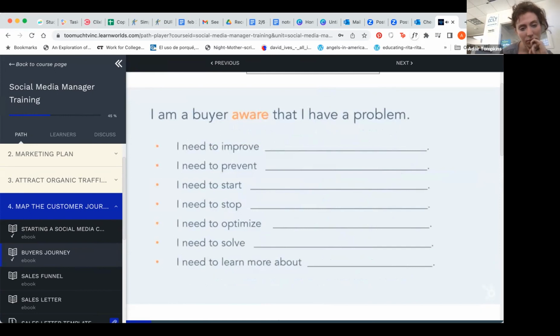I need to improve blank. I need to prevent blank. I need to start blank. I need to stop blank. I need to optimize blank. I need to solve blank. I need to learn more about blank.